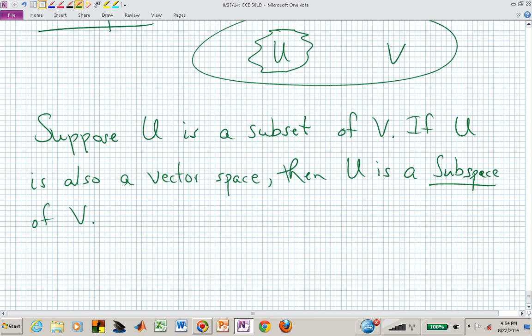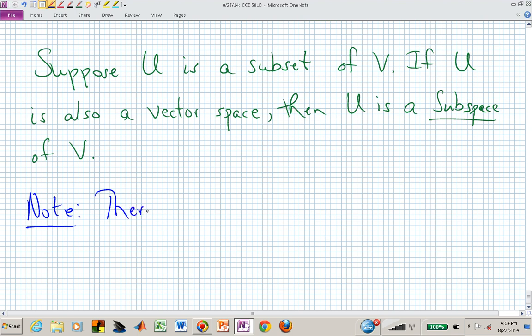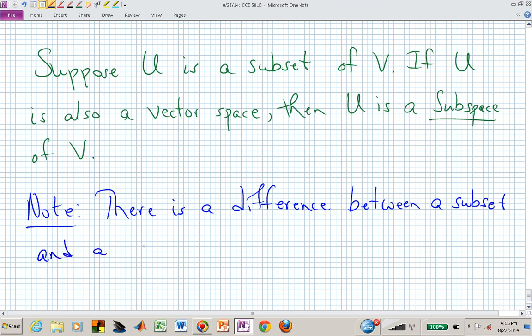And what I was trying to make clear before is that there is a difference between a subspace, again, make sure I'm awake when I'm writing this down. There's a difference between a subset and a subspace.